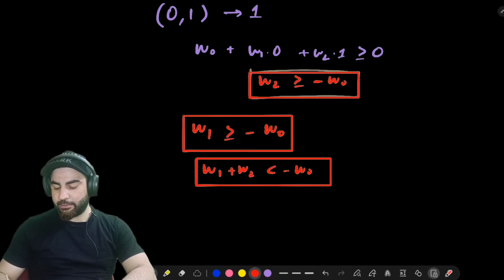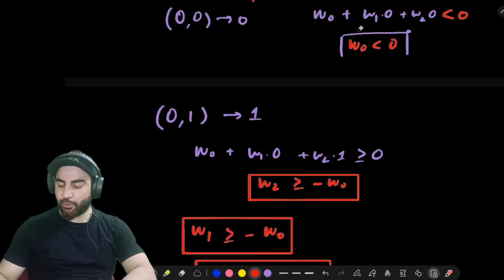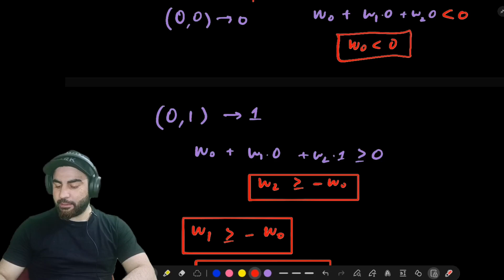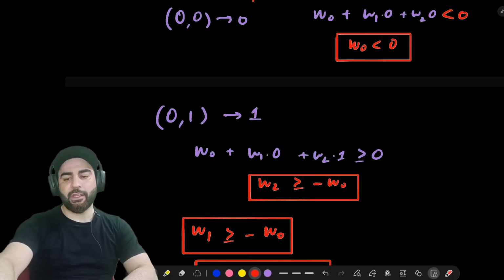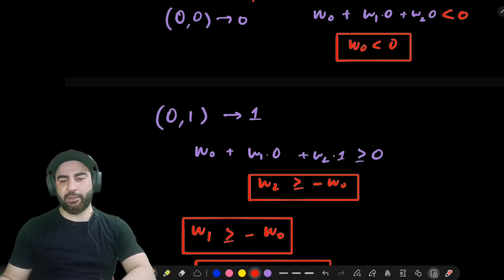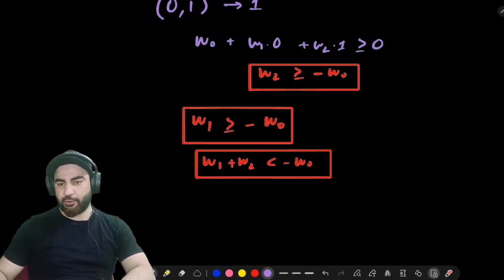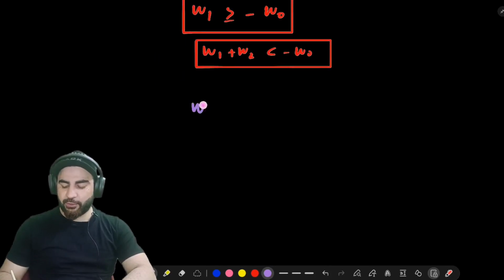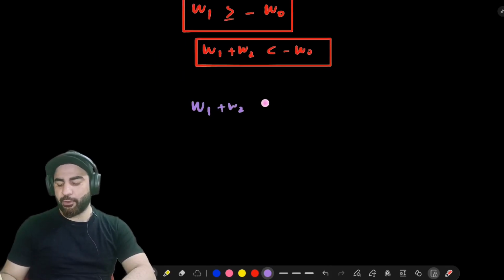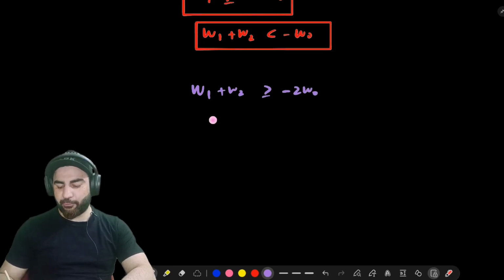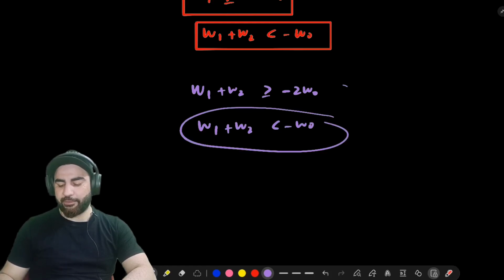I think this should be clear to everyone. No problem in this. So now you have these four cases. Now if you see this, there is a contradiction in these inequalities. If you see from 2 and 3 and just combine them, you will get W1 plus W2 is greater than minus W0, and then from condition 4 you will see that W1 plus W2 is less than W0. So this is a contradiction in here.